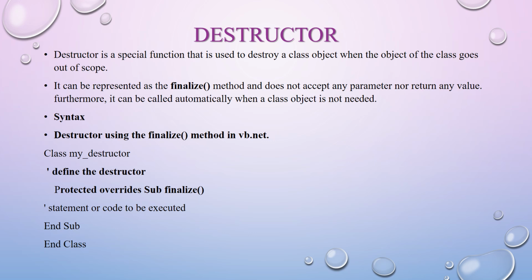A destructor is automatically called by the garbage collector when the object is no longer needed or goes out of scope. We don't pass any parameters to a destructor and it does not return any value. Inside this method, we can write cleanup code like closing files, releasing memory, or freeing system resources. So, whenever an object of this class is destroyed, the code inside Finalize will run automatically before the object is completely removed from memory.